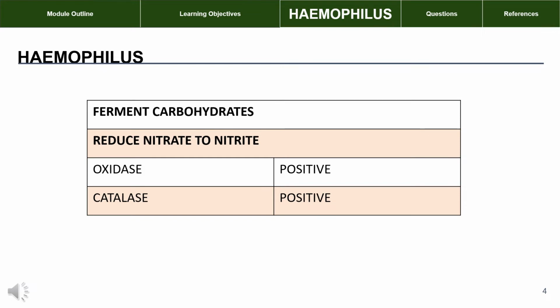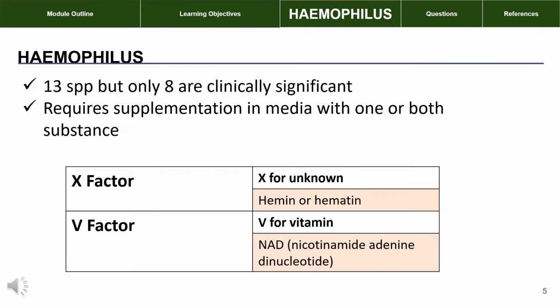Haemophilus species ferment carbohydrates. They reduce nitrate to nitrite. They are oxidase positive and catalase positive. The genus Haemophilus has 13 species, but only 8 are clinically significant.